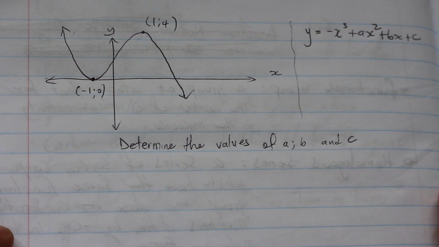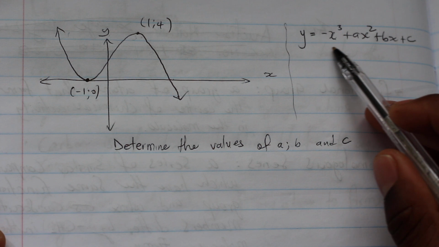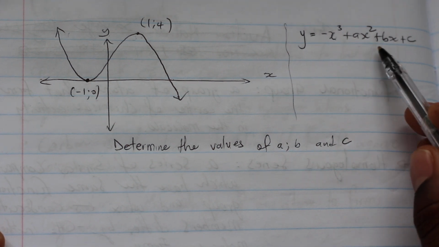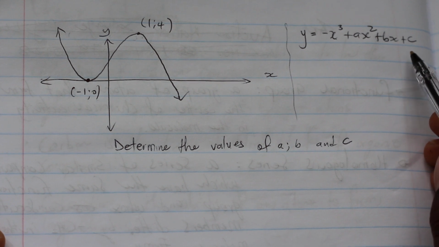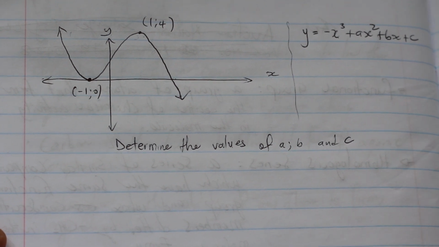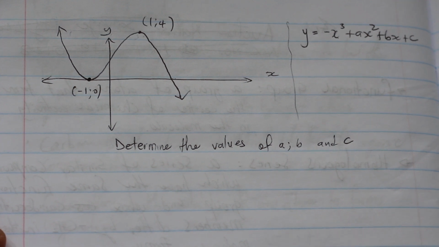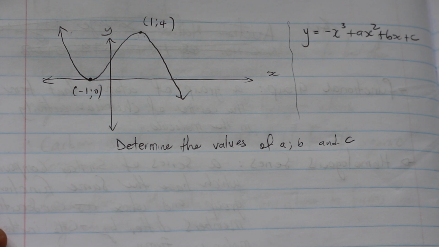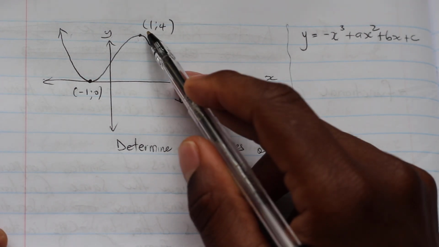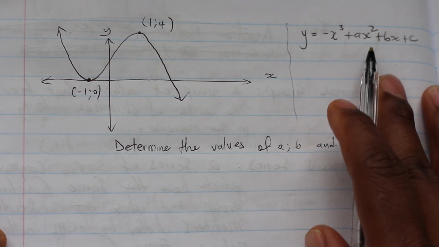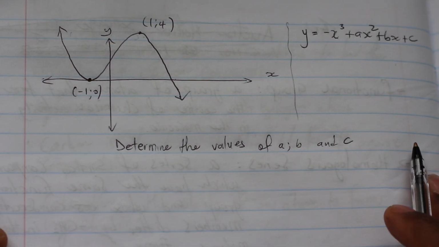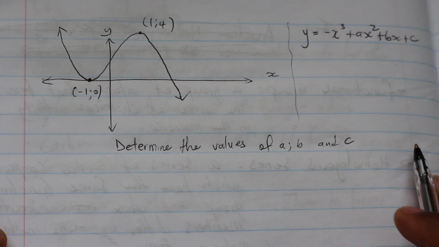You can see that here we're missing the A, the B, and the C. So that's three constants that we need to find. The first thing that we're going to do is substitute this point over here into that equation. So we're substituting (1, 4), and we'll see where that's going to take us.